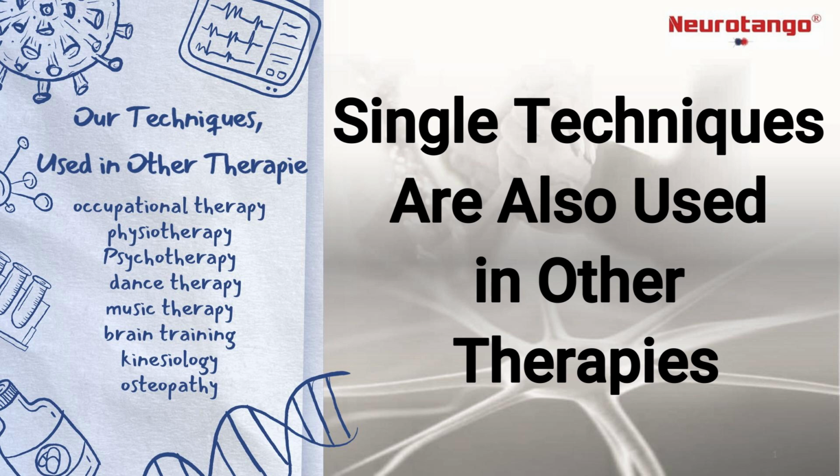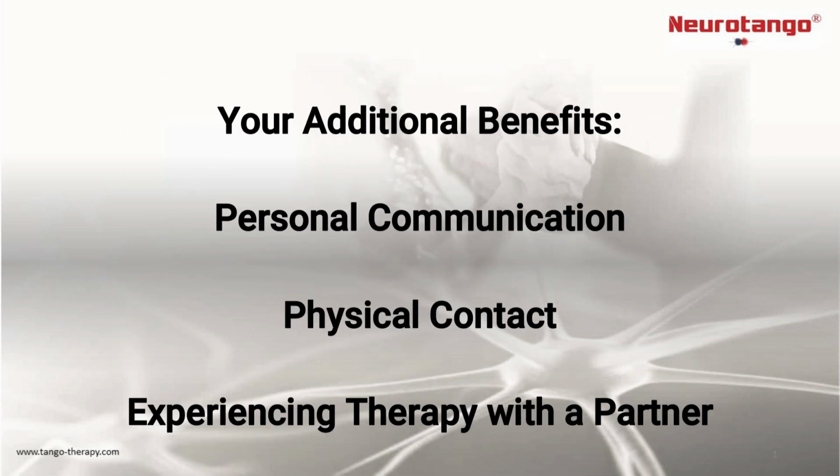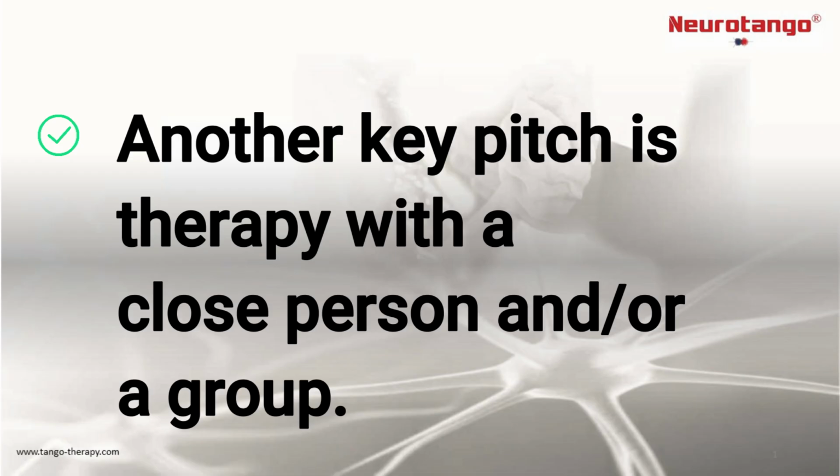NeuroTango brings together the most effective elements from these fields and combines them with the unique potential of human communication and touch, either within a group of people who share similar conditions or together with a partner. For people with chronic illnesses in particular, the presence of a trusted partner or close companion during therapy classes is often experienced as highly supportive and motivating.